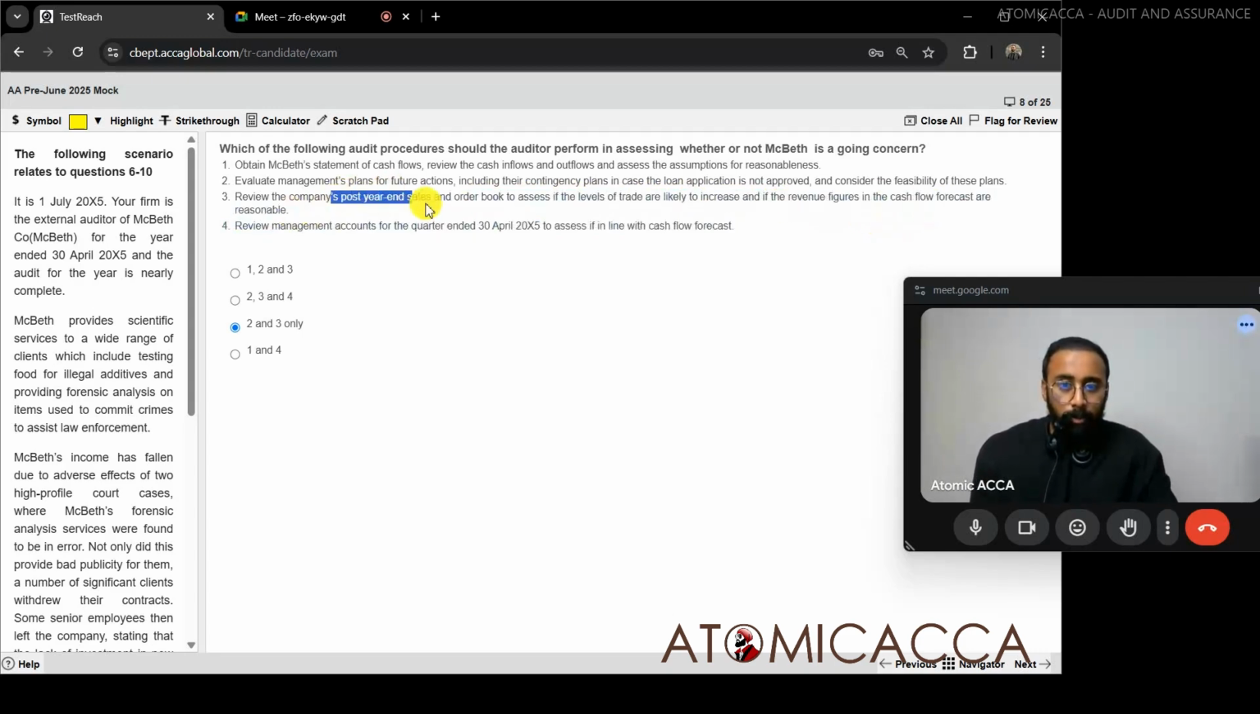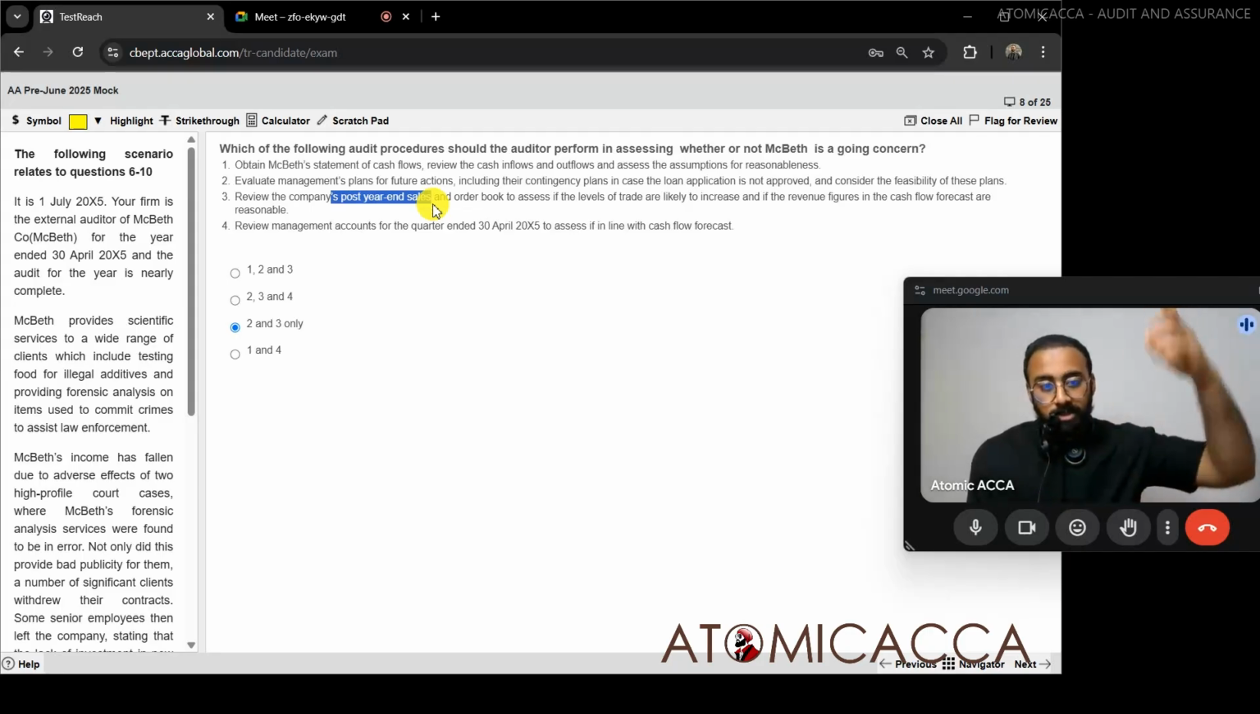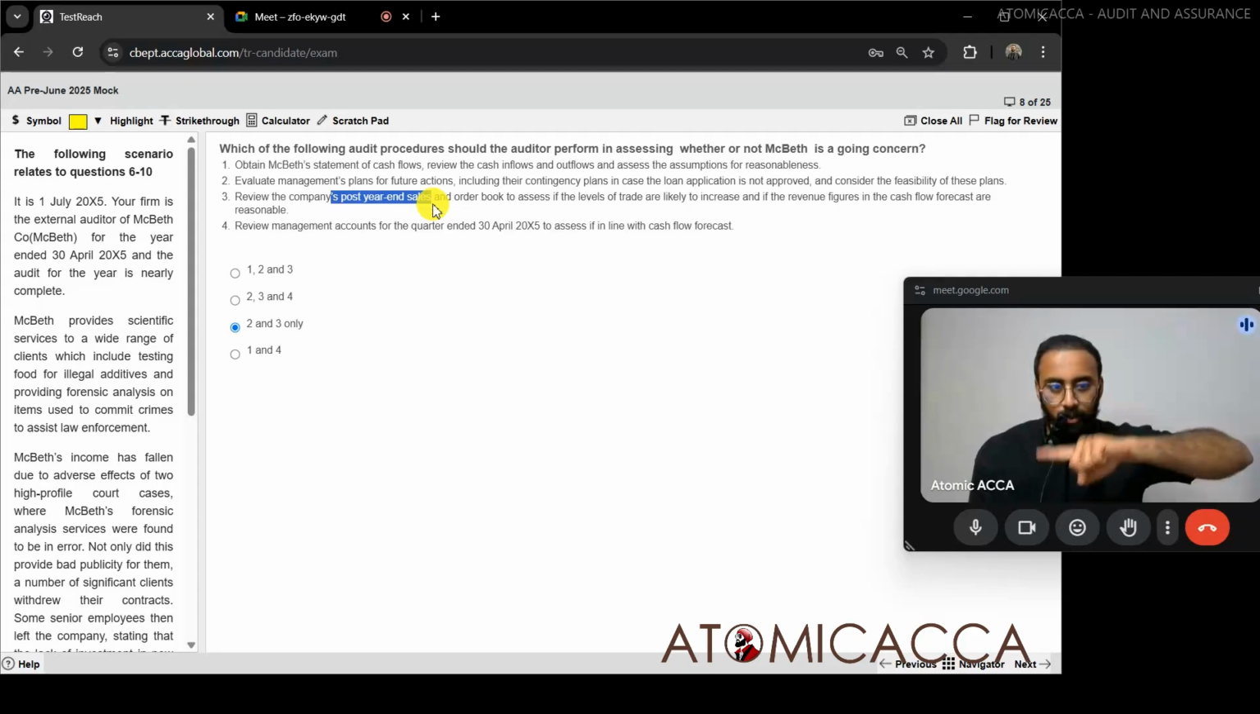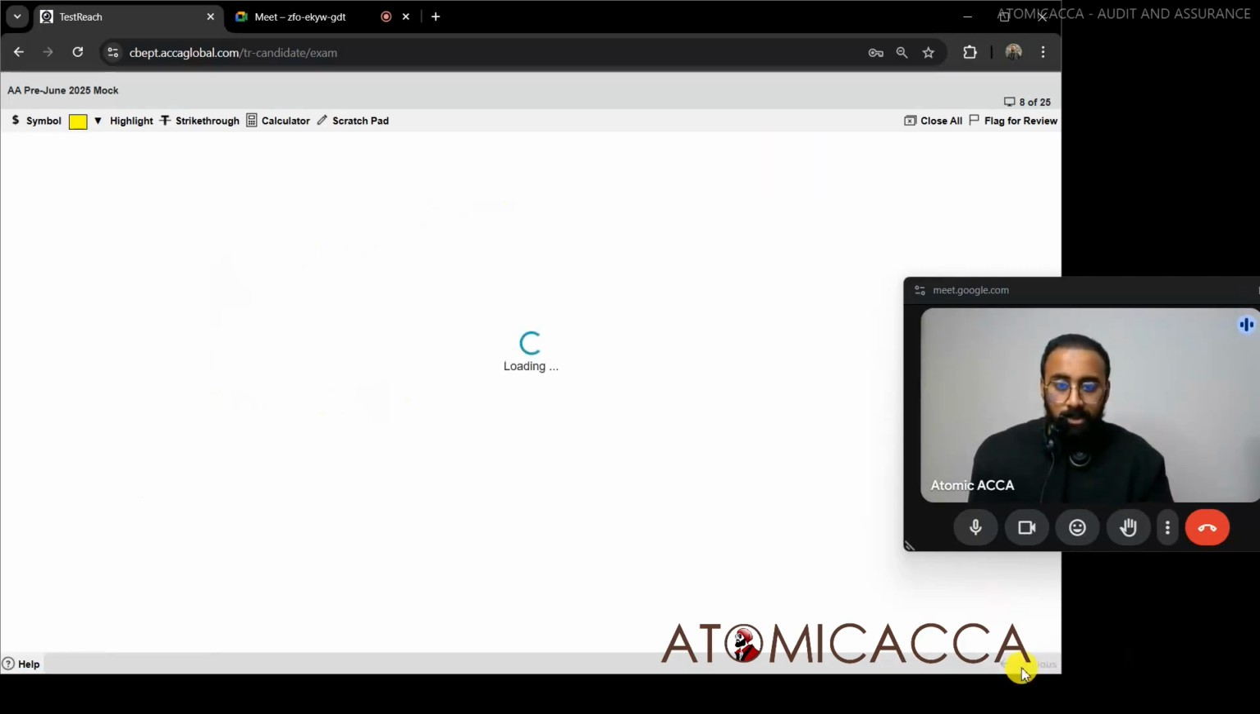So again, post year end sale means after the year end what all things are happening about future, how these things are going, and does it look like it is going to go in a positive increase figure, or is it going to go down, or is it going to be stable. You're again analyzing what's going to happen in future. So both 2 and 3 is about future analysis. So this is what auditor should do to check whether Macbeth is a going concern or not. So we're done with this question. Let's go to next one.